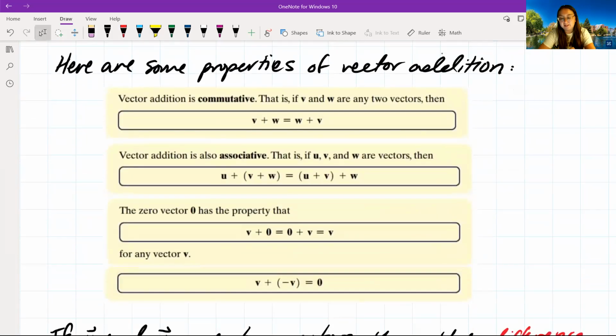So then here are some properties of vector addition. Vector addition is commutative, so that V plus W is equal to W plus V. Vector addition is associative. So if you have something like u plus the sum of v plus w, that's equal to the sum of u plus v, plus w. Then the zero vector 0 has the property that v plus 0 is equal to 0 plus v, which is just equal to v for any vector v. Then we also have that v plus negative v is going to be equal to 0. So typically your identity property is what that's known as.